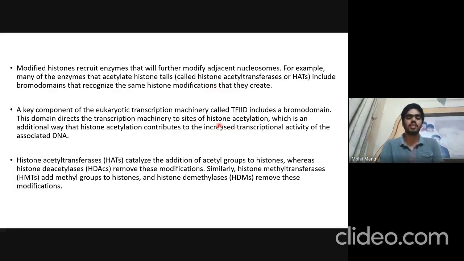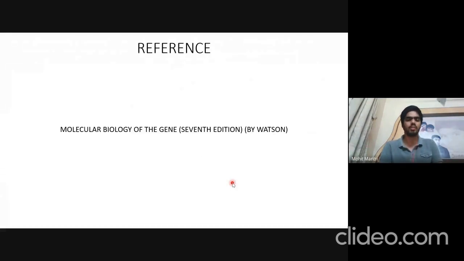The other thing is, this acetylation mark also neutralizes the charge of the lysine residue, and therefore there is weak binding with the histone, and so the DNA is now loose, and therefore transcription factors and RNA polymerase can easily bind, and the transcriptional activity of these regions is increased. Histone acetyltransferases catalyze the addition of acetyl groups to histones, whereas histone deacetylases, known as HDAC, remove this modification. Similarly, histone methyltransferases add methyl groups to histones, and histone demethylases remove this modification.